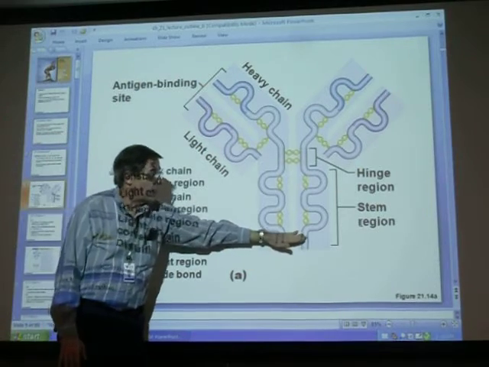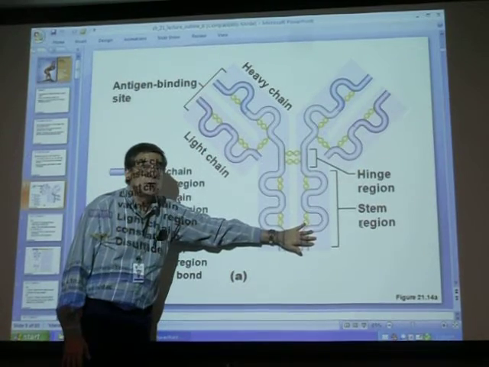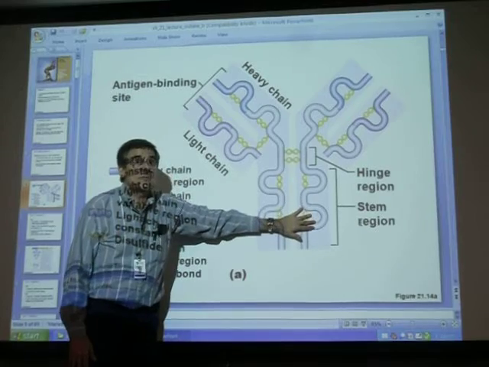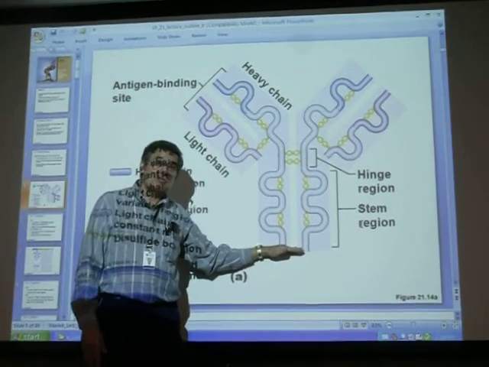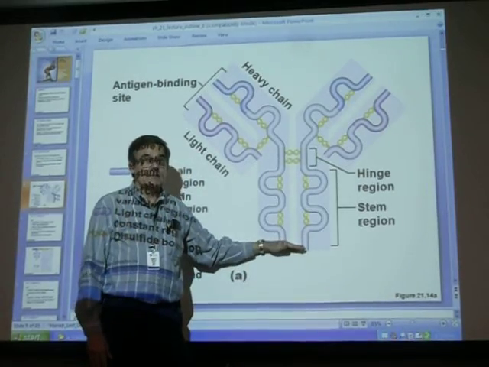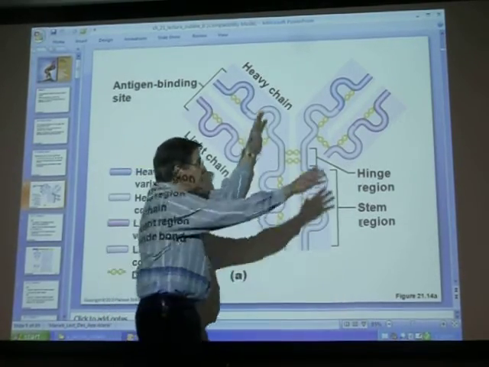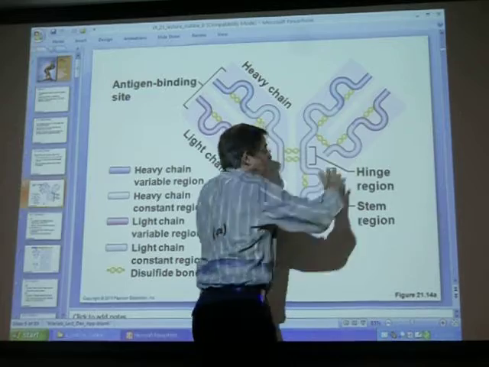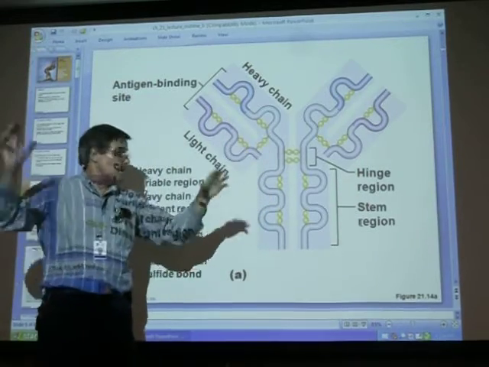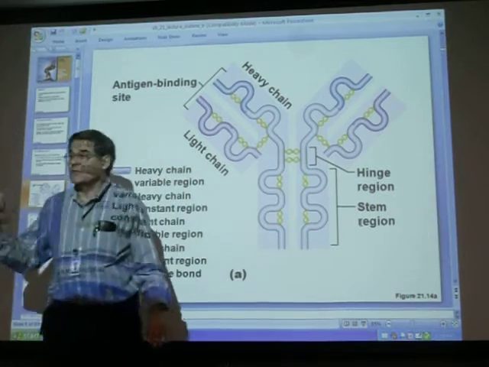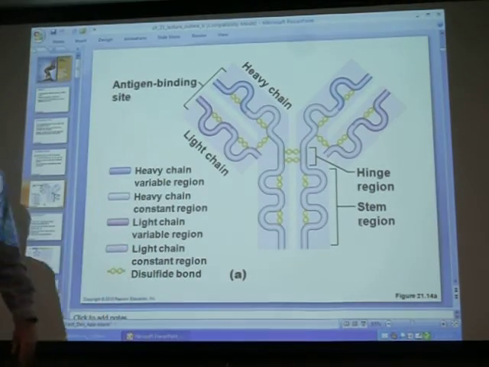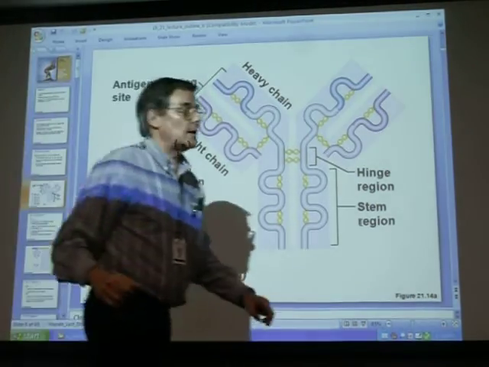And then at the other end, the so-called stem region, that's the constant region, which determines the class of antibody. And if this attaches to something, it will attach to a host cell. This can attach to cells that are parasitized and have foreign antigens on them. This will attach to normal cells: a lymphocyte, a basophil, a mast cell, and an eosinophil. We'll talk about that later.